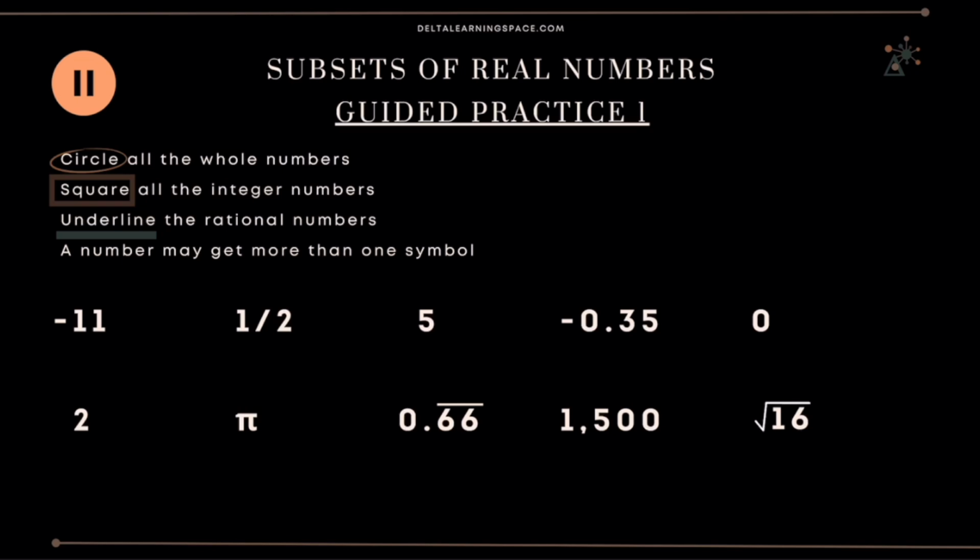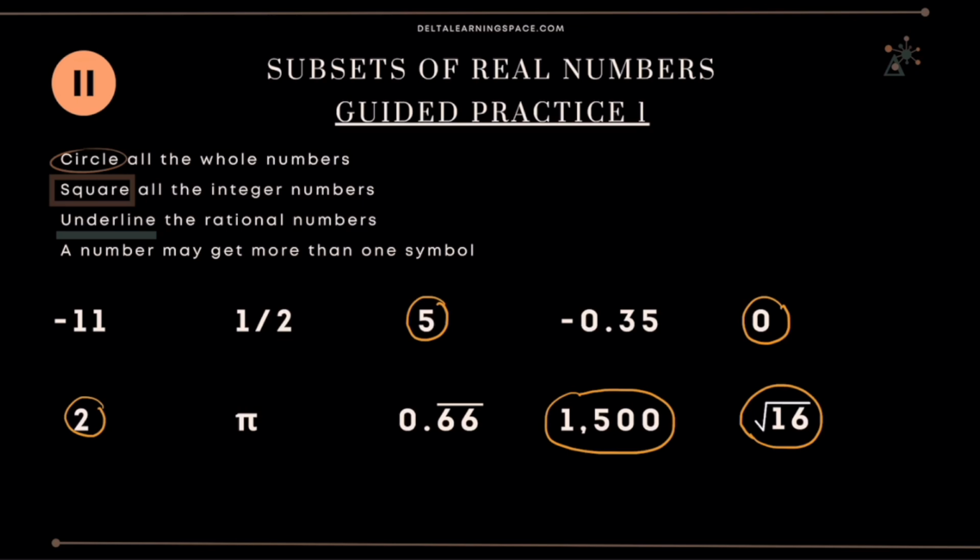First, we will circle all of the whole numbers. 5, 0. If it asked for counting numbers, that 0 would not have been included. 2, 1,500, and because the square root of 16 can simplify to 4, this will be considered a whole number.